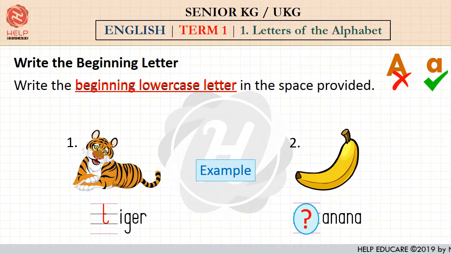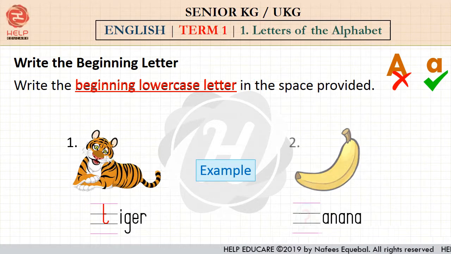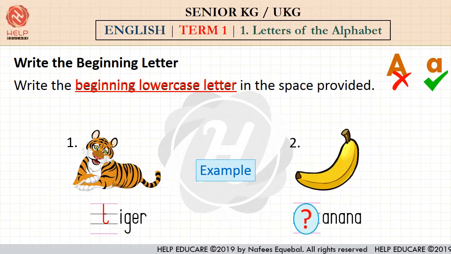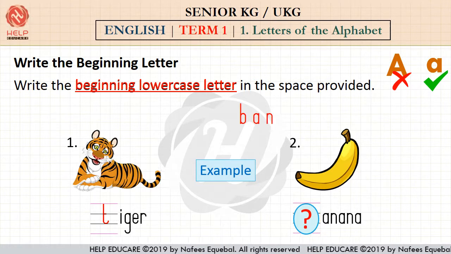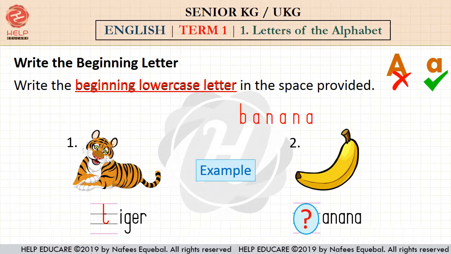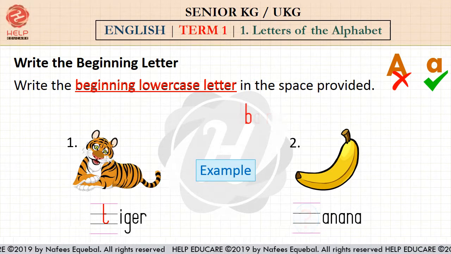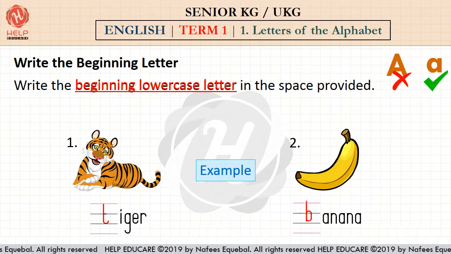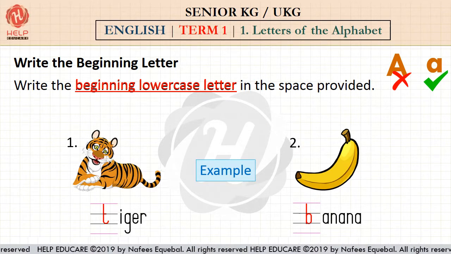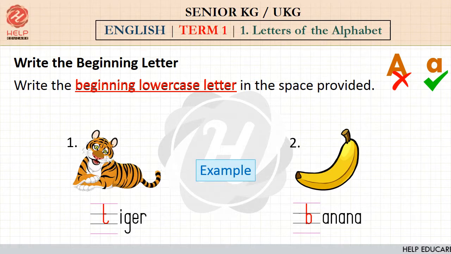In the same way, we will solve the next picture. It is the picture of a banana. And we spell it as B-A-N-A-N-A. Its beginning letter is B. So, we put the letter B. Students, I hope you have learnt how to put the beginning letter.